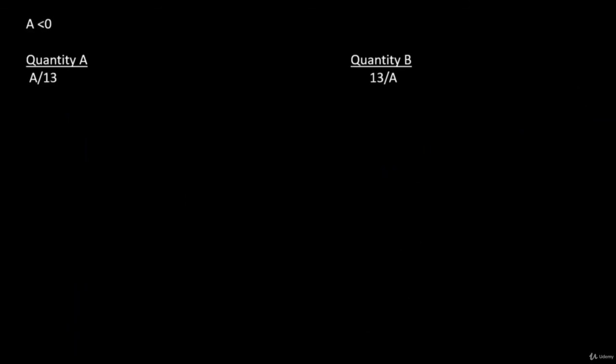Let's do this question. A is less than 0. Quantity A is A by 13 and quantity B is 13 by A. Alright, pause the video, give it a try, and then let's do it together. Alright, we are back. I hope you have given it a try. Now over here, A is a negative number. So don't try to multiply both the quantities with A. Because if you multiply two quantities with a negative number, then the inequality sign will change, right? So let's not do that.